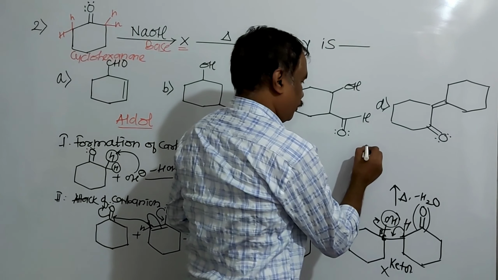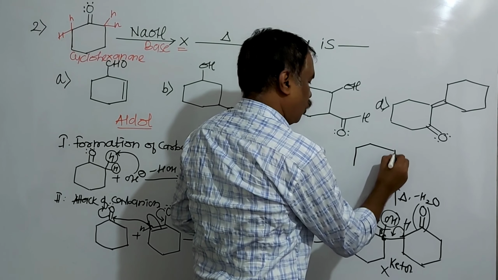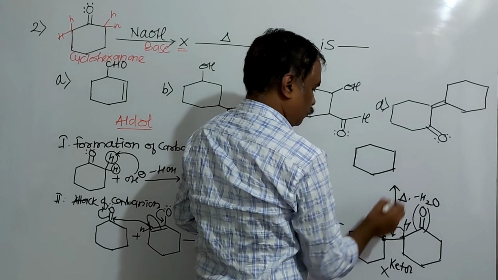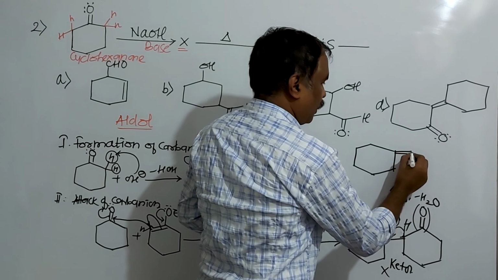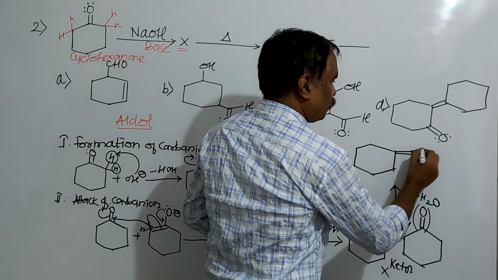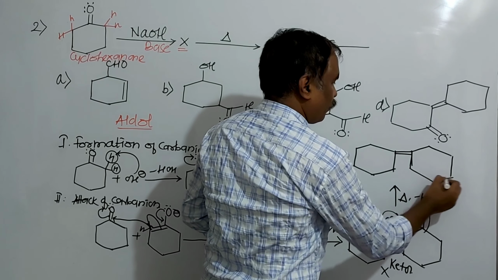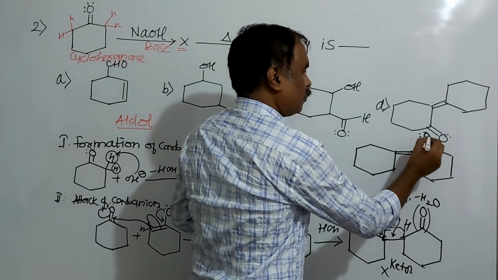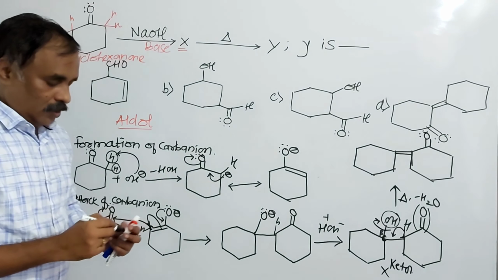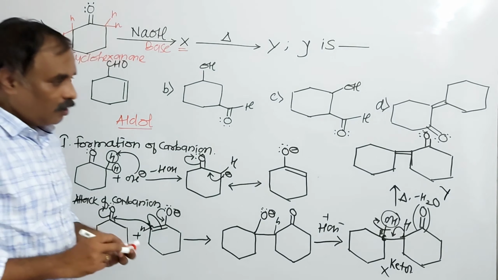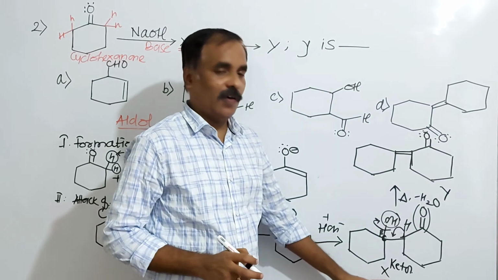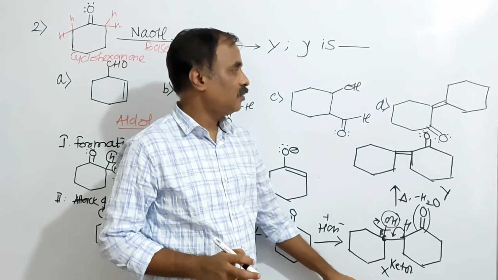And a compound like this is formed. Here it is a double bond, and the structure is otherwise as it is. Now what will be the correct answer? This is our Y. Here Y is obtained after decomposition of X. So this is ruled out. This is also ruled out. This is also ruled out.